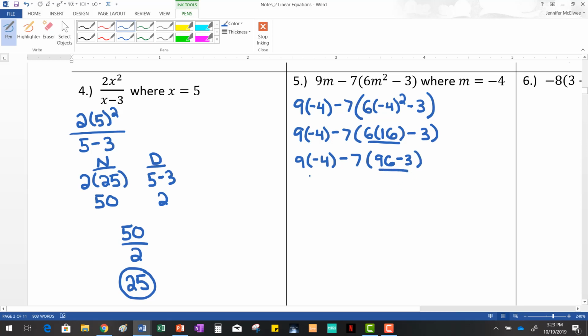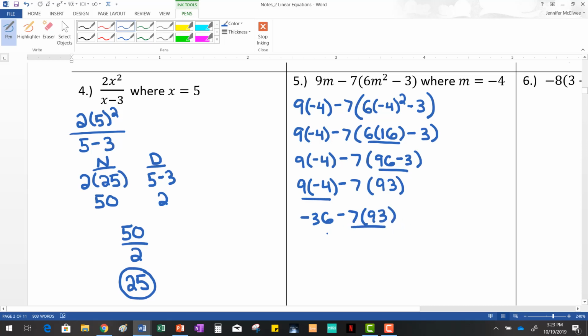Okay, still subtraction within those parentheses. 93. I kept those parentheses there because I need to remind myself that there's multiplication going on here on this end. All right, continue working left to right. I see 9 times negative 4. We can take care of that. Negative 36 minus 7 times 93.